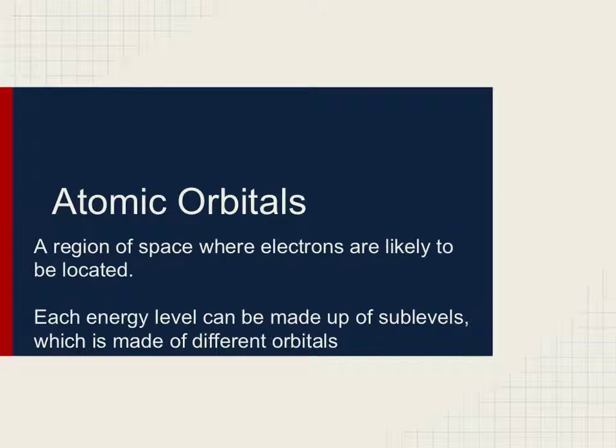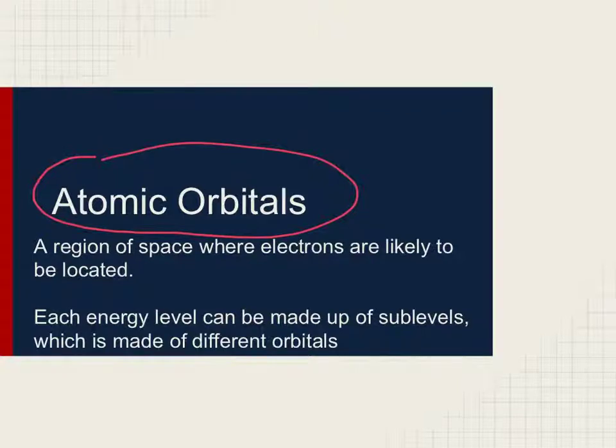So we already talked about how, according to Schrödinger, electrons behave and circle nuclei. He said they circle nuclei not in orbits like planets, but in regions of space where electrons are likely to be located. These are called atomic orbitals. Each energy level can be made up of several sublevels, which are made up of different orbitals. And this will all make sense in a second.